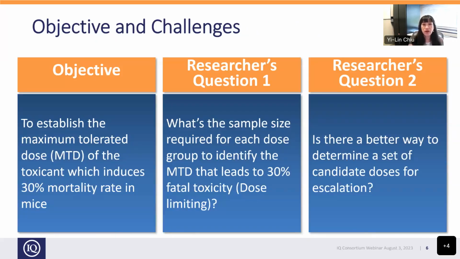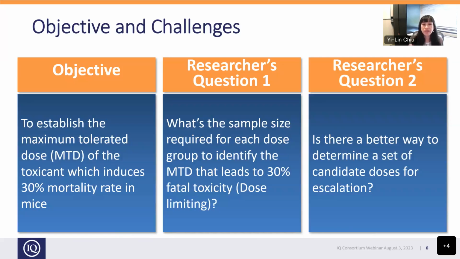So there are 2 questions from researchers. They approached us. The first question they have is very intuitive and is actually a very good one. They asked, what's the sample size required for each dose group to identify the MTD that leads to a 30% fatality rate? So it's considered dose limiting.